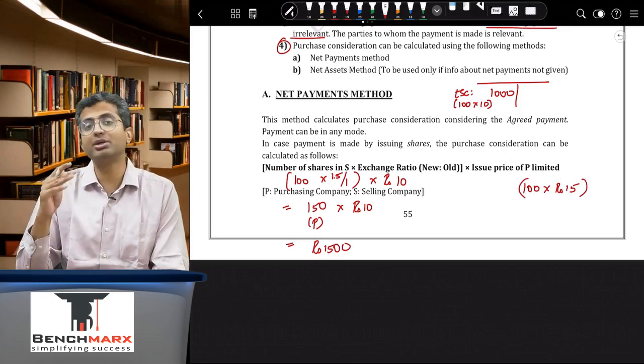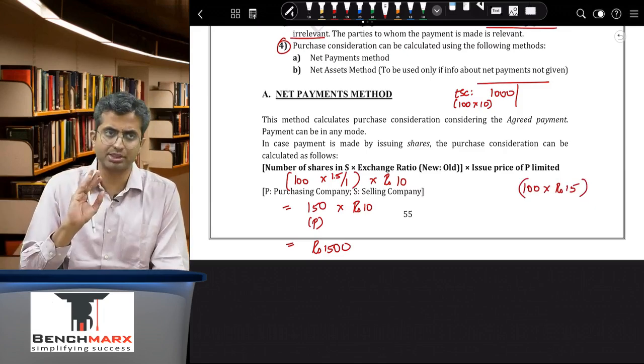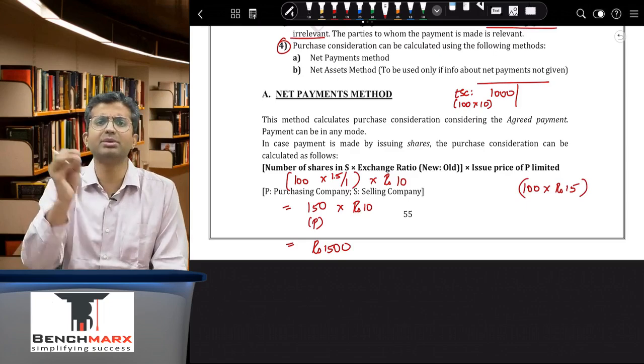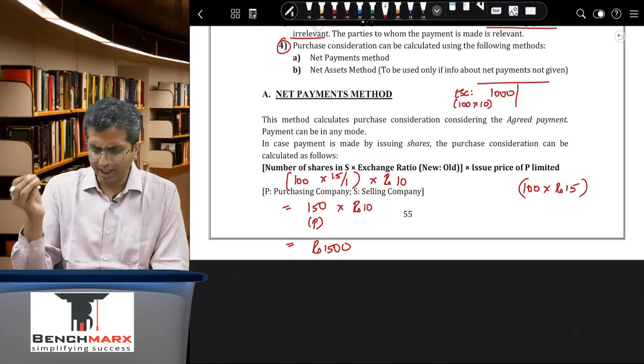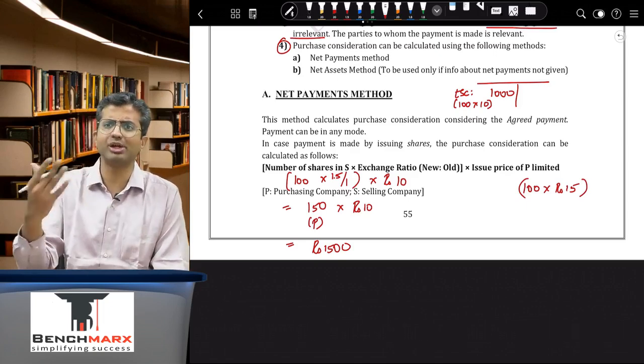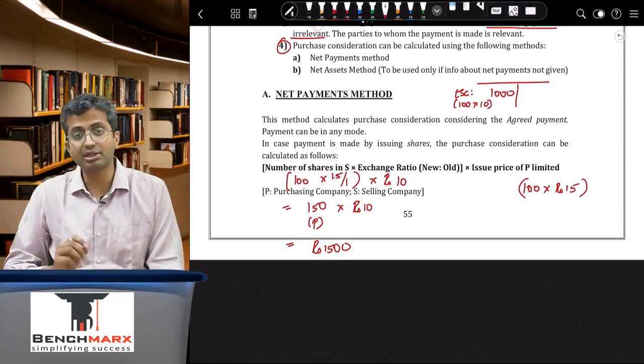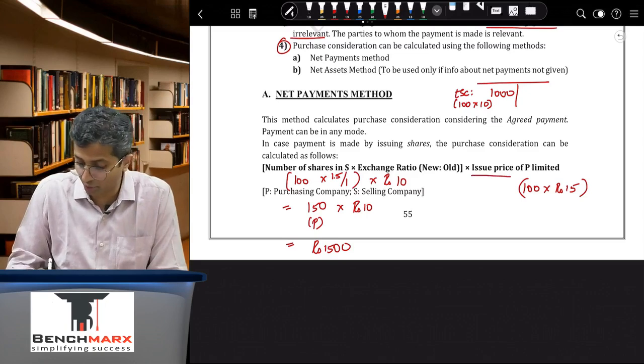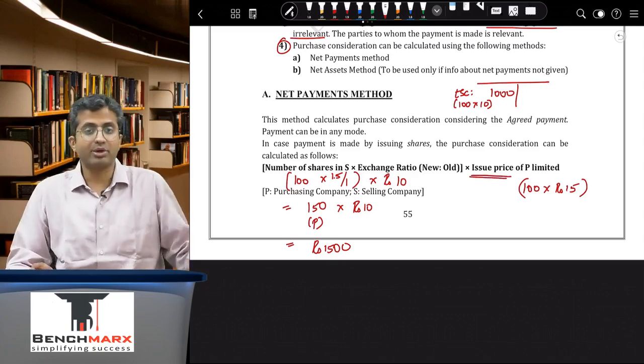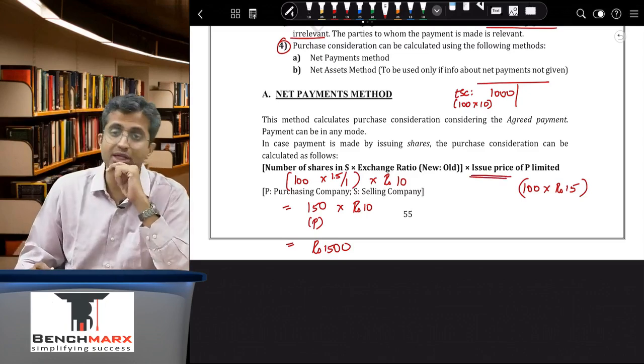However, this is agreed to be discharged by issuing shares of the purchasing company, and each share of the purchasing company, let us say, is worth rupees 10. Then 1500 will be discharged by issuing 1500 divided by 10, that is 150 shares. Sir, is it necessary that the issue price always has to be the face value? No. It is possible that the shares that P is issuing is actually worth more.